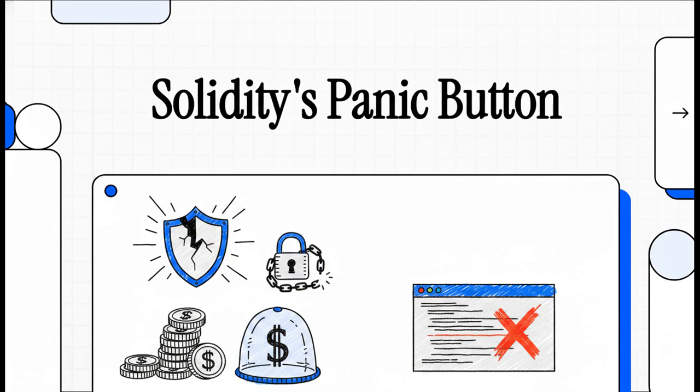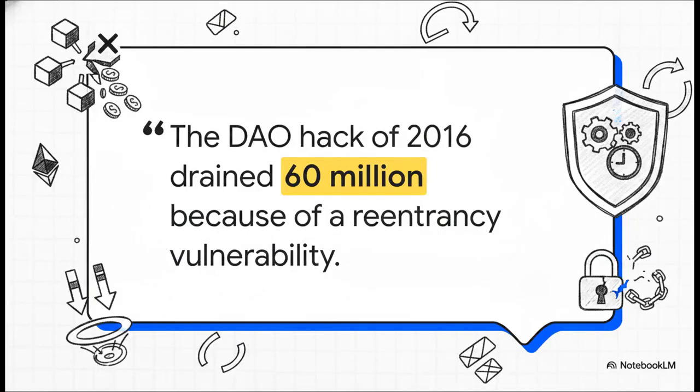With stakes that massive, how do you defend your code? Well, today we're going to master a tool that serves as your ultimate last resort defense mechanism. To really understand why we need this kind of defense, we just have to look at history. The infamous DAO hack back in 2016 drained $60 million, all because of a single reentrancy vulnerability.